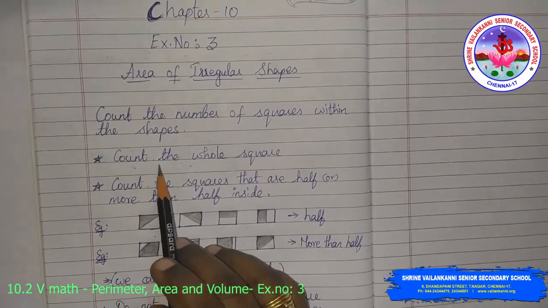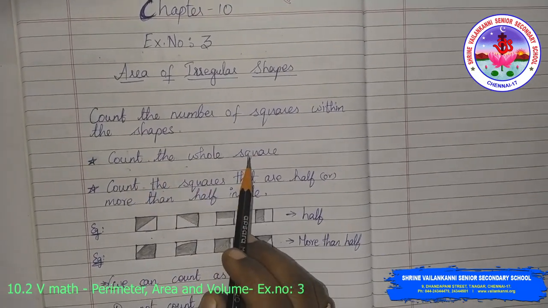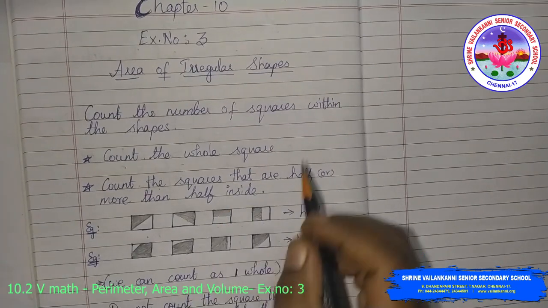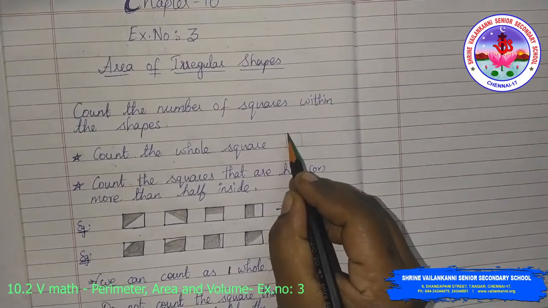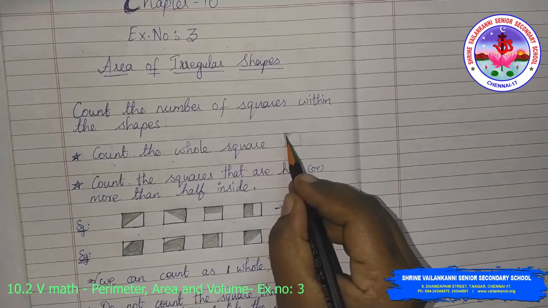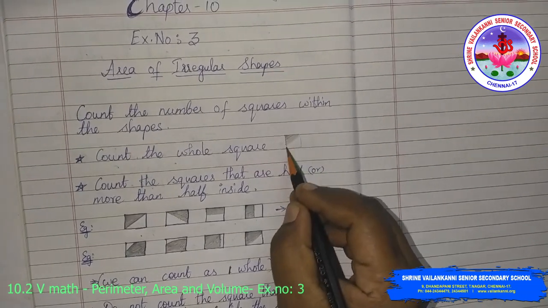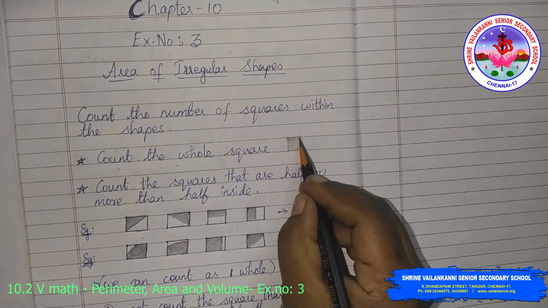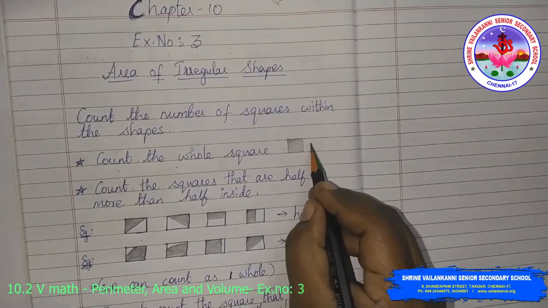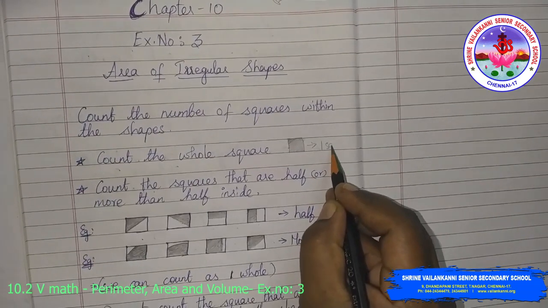The first one is: count the whole squares. That is, when one whole square is completely shaded or colored, you can treat it as one square.